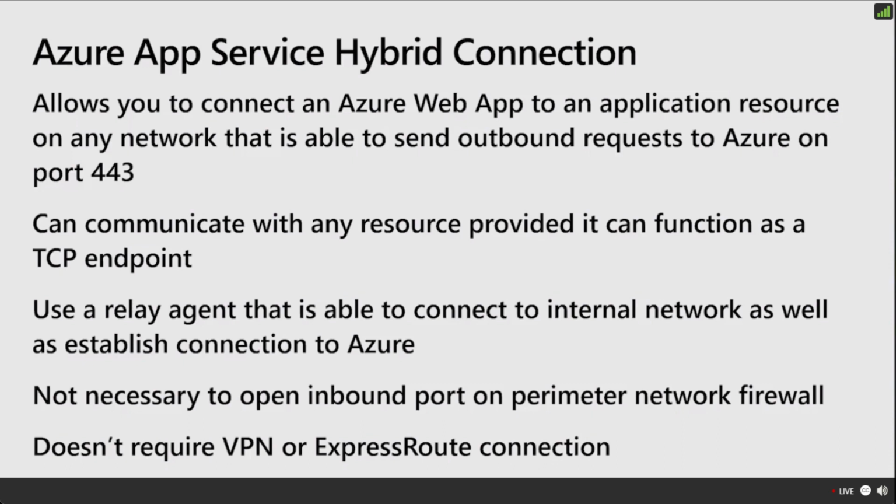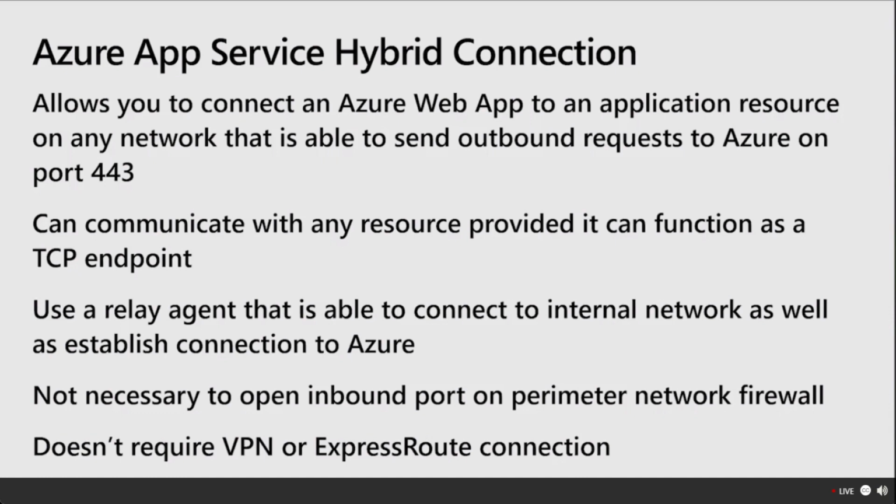So the way that it works is you install a relay agent. That relay agent sits on your internal network and has direct line of sight to the data source, as long as that data source has a TCP endpoint. So it can be a SQL database, it can be a MySQL database, it can be a PostgreSQL database. Anything that functions as a TCP endpoint can be used with Azure App Service Hybrid Connection.